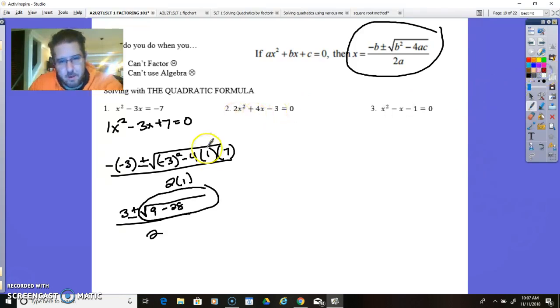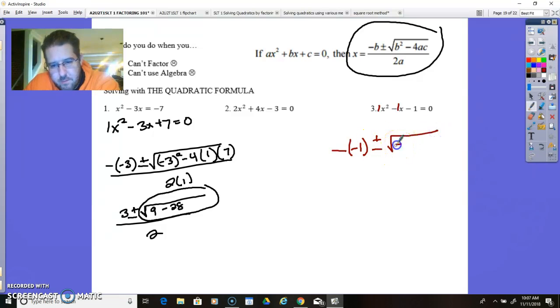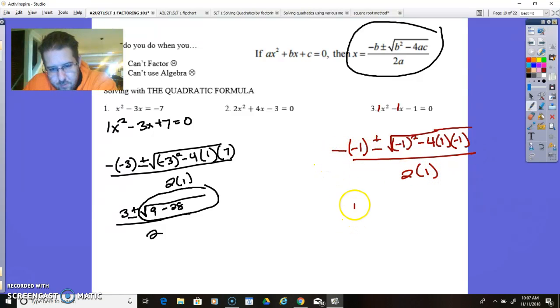I don't think that's going to work. No, it's not. Okay, I don't have a whole lot of room, so I'm going to skip over to this one. So this is 1, this is 1, this is 1. Okay, a lot of 1s. So negative b, b is negative 1, plus or minus the square root of negative 1 squared minus 4 times a times c, which is also negative 1, divided by 2 times 1. There we go. Opposite of negative 1 is 1, plus or minus the square root of negative 1 squared is 1. Negative 4 times 1 is negative 4. Negative 4 times another negative 1 is positive 4.